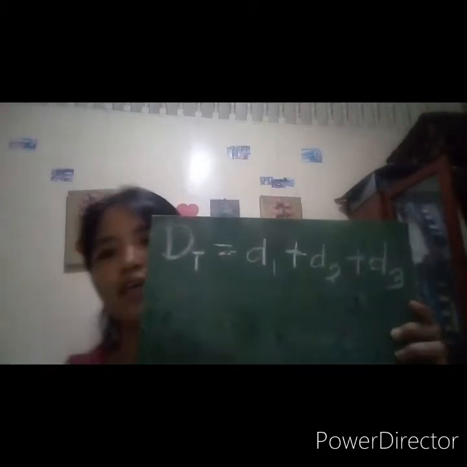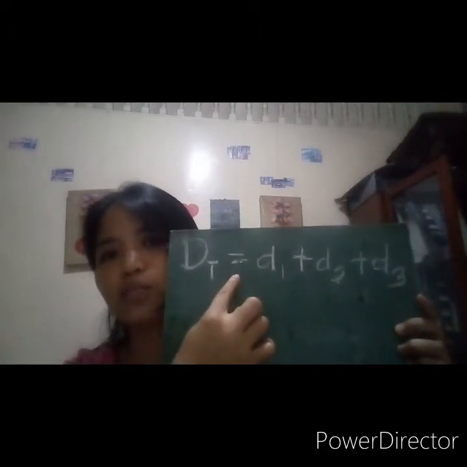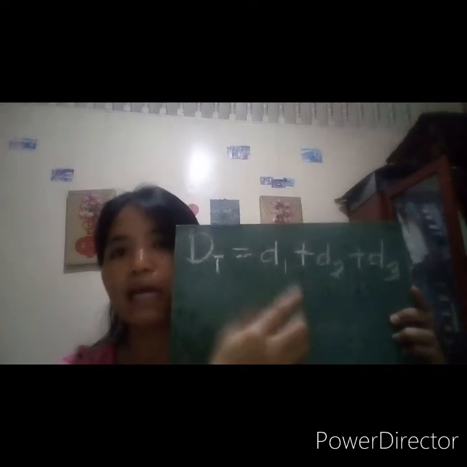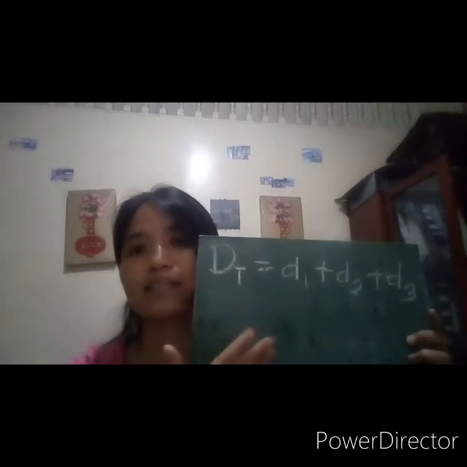So in order for you to get the total distance, you are going to simply add all the distances regardless of the direction. Wherever you go, you just have to add all the distances. So here is the formula in finding the distance. dt is equal to d1 plus d2 plus d3. d1, d2, and d3 meaning you covered three distances.